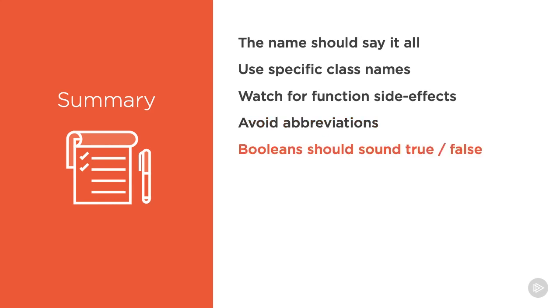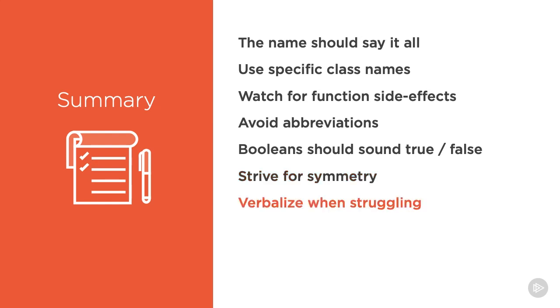Booleans should sound like true-false statements. It should be self-evident from the name alone that the variable stores a Boolean or that the function returns a Boolean. Strive for symmetry in related values. When you're dealing with opposite states, try to pick the logical opposite. For instance, prefer on-off over on-disable. Finally, if you're struggling to choose a good name, consider verbalizing your problem with someone else, or even just talk to yourself. In the next module, let's explore clean coding principles for writing conditionals in C#.